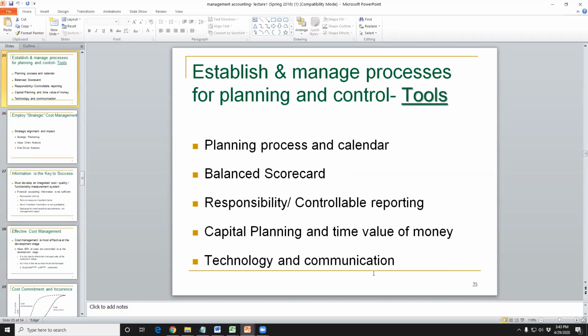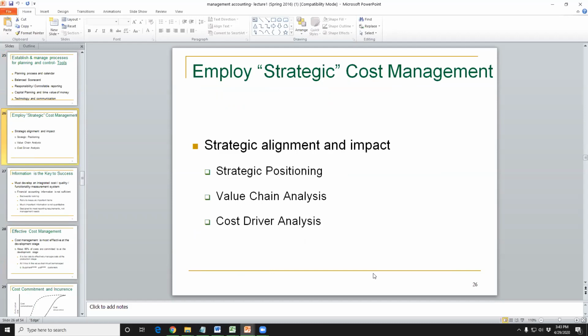So that will be the second part of the course. The first part is to get an understanding of cost and develop some understanding of tools. And then the second part is to develop a methodology around planning and control. Later in the semester, if time allows, we'll get into strategic cost management.